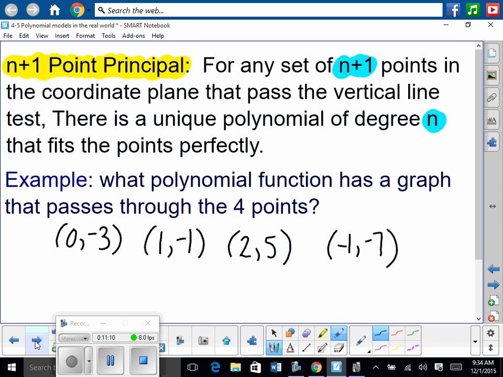What do you notice about degree n? Isn't n 1 less than n plus 1? Yes. Okay, so we all understand that.